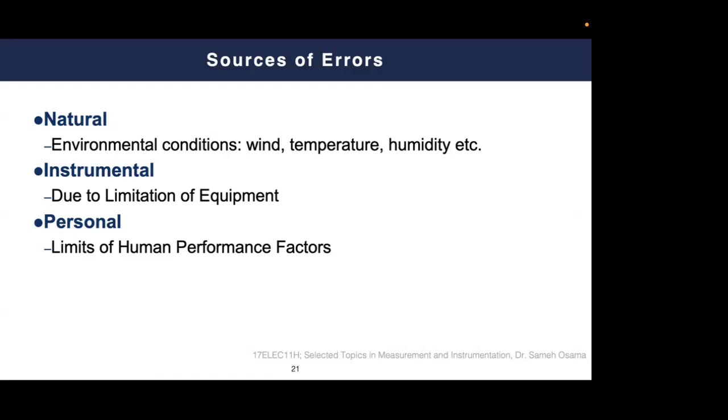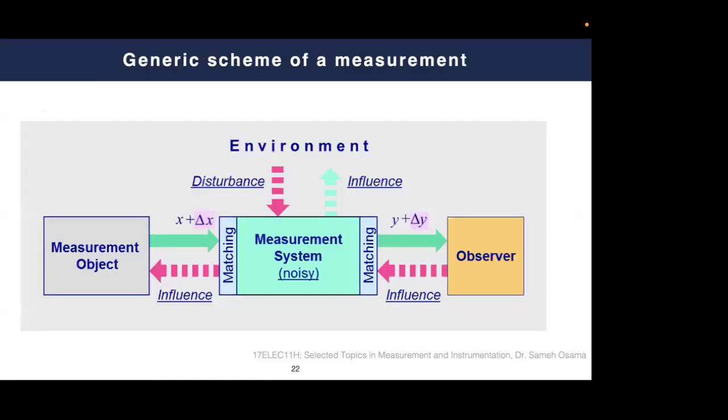And finally, the error can be due to the observer, either due to incorrect data reading or lack of understanding, so he or she can make a wrong measurement. So this is an error due to the observer. These are the three factors contributing to error.